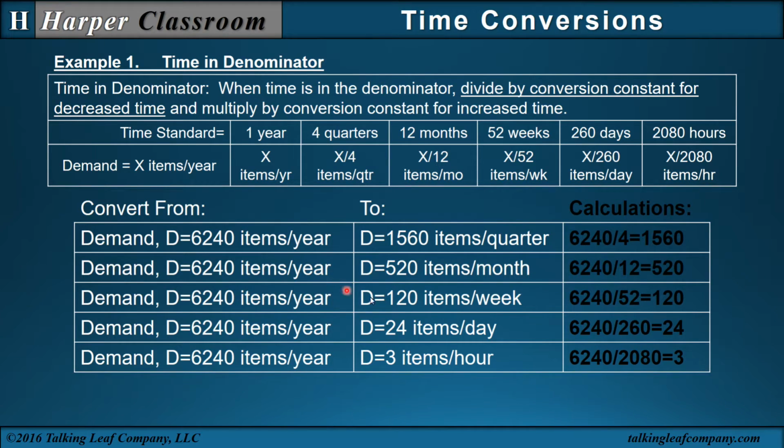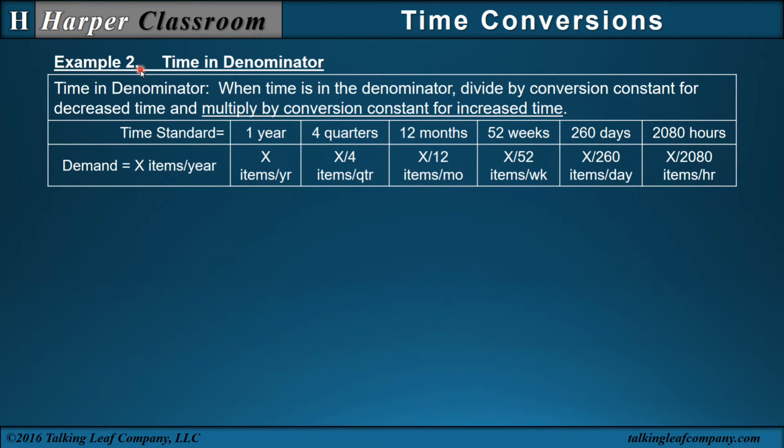To convert from years to months, divide by 12. Years to weeks, divide by 52. Years to days, divide by 260. And to transform 6,240 items per year to 3 items per hour, you divide by 2,080.